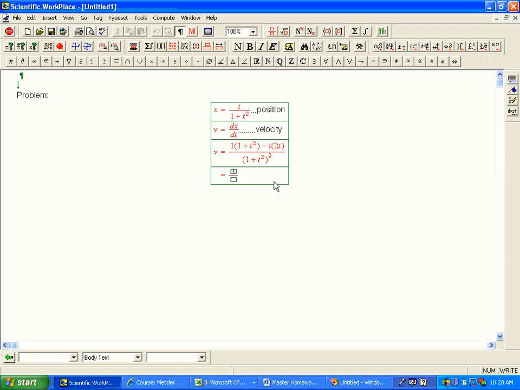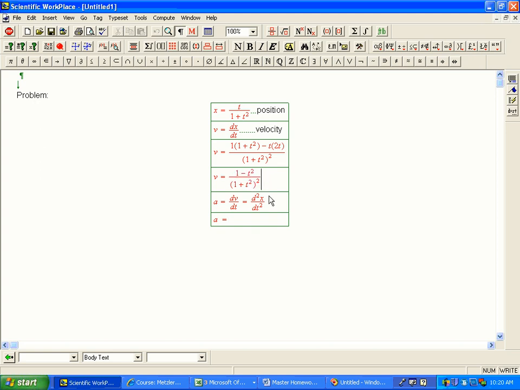So that simplifies to 1 plus t squared minus 2t squared, which simplifies kind of nicely to 1 minus t squared over (1 plus t squared) squared. So there's the velocity, and that's going to be useful. We're going to graph that using the computer in a minute. Now, the acceleration. That is dv dt, or in other words, the second derivative of position with respect to time. So that's going to be the derivative of this guy.